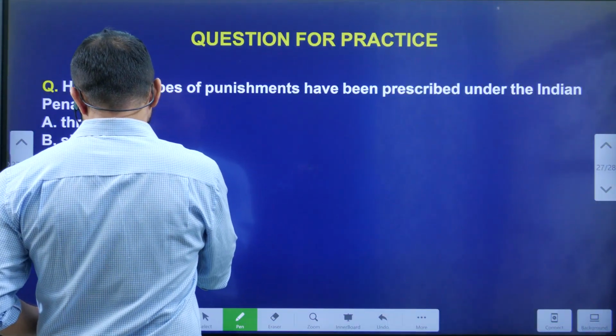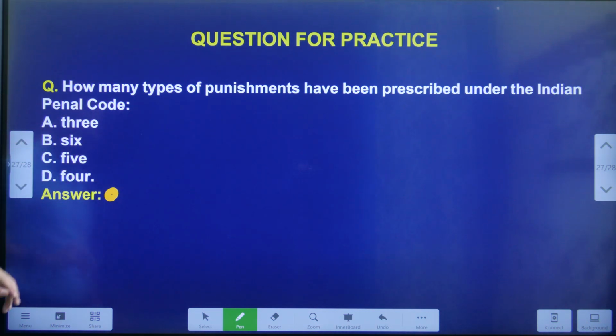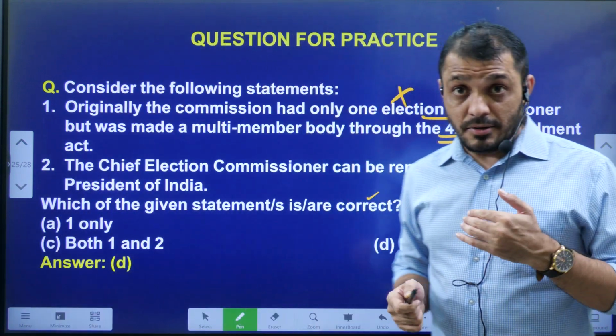Which one is right? Neither one nor two. Okay. Next, today's video question: how many types of punishments have been prescribed under the Indian Penal Code? This is about today's video discussion, students.